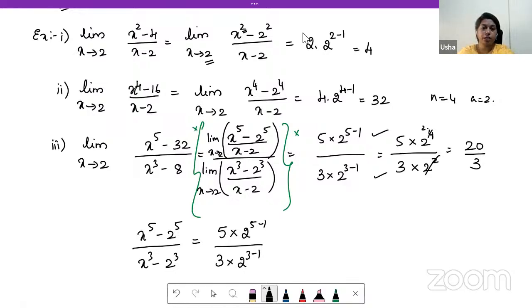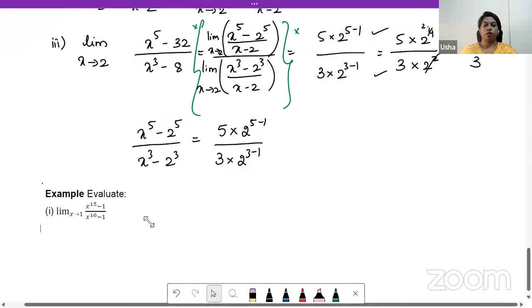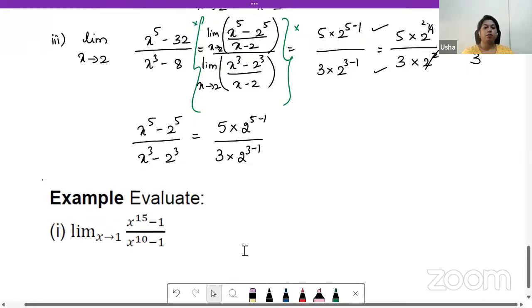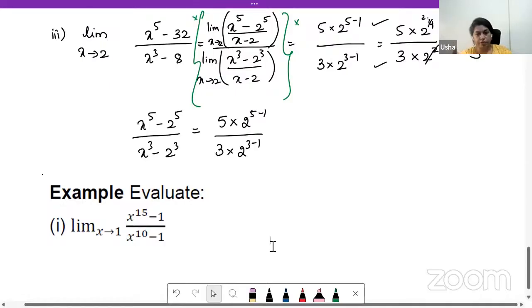Sometimes a positive number will be given. If a positive number is given, you can write it as minus negative number and then simplify. Let me solve this question. Solve this. I'll give you 1 minute time. Similar to the previous third example I have given, you can solve this.